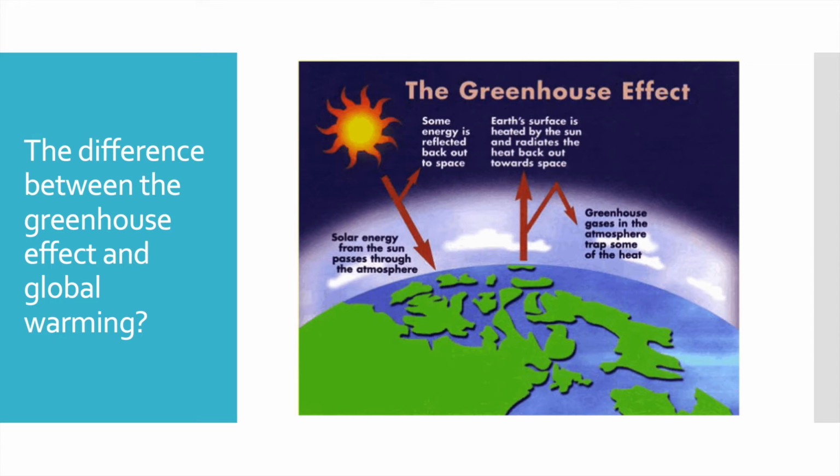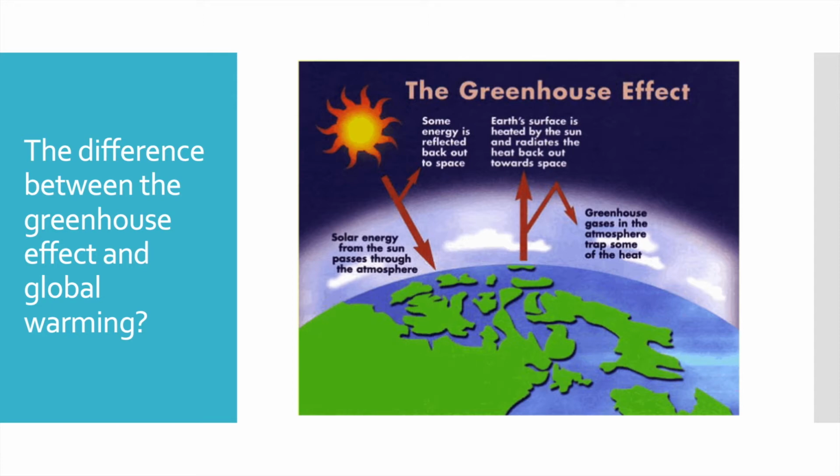So global warming tends to be when there's too many of these greenhouse gases in the atmosphere and the Earth gradually gets too hot within our protective layer. But the greenhouse effect is the natural occurrence of this. So, if you want to pause this and take down some notes, then we'll carry on.